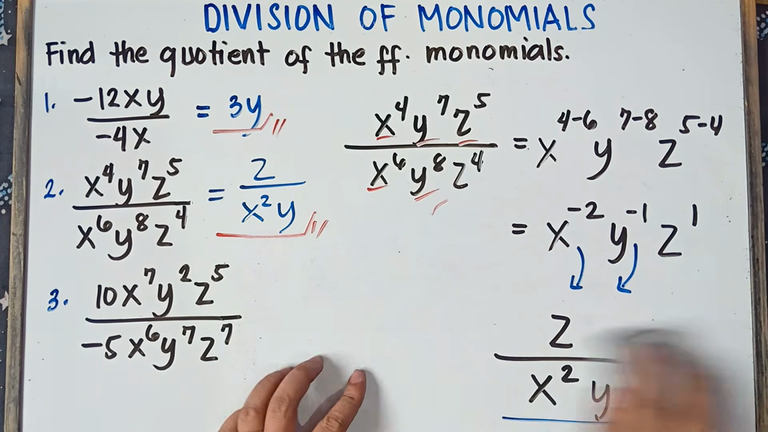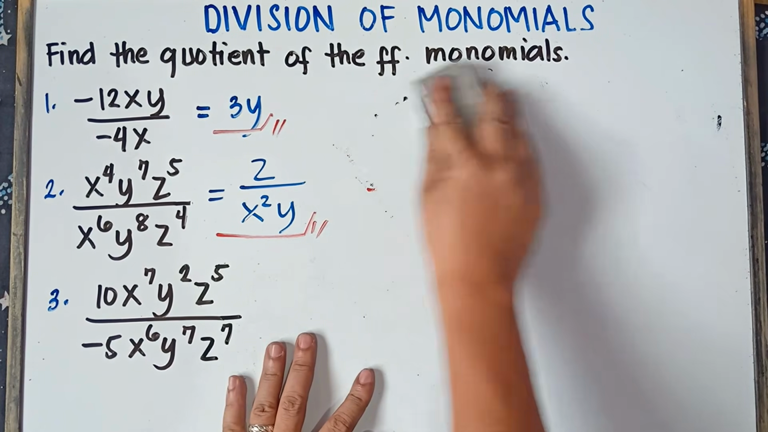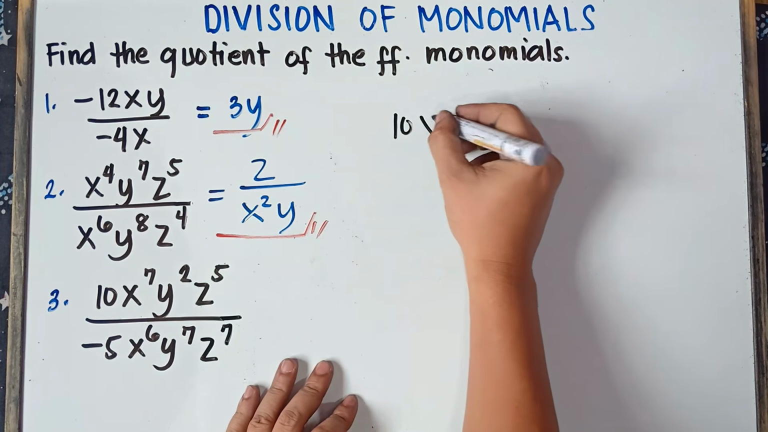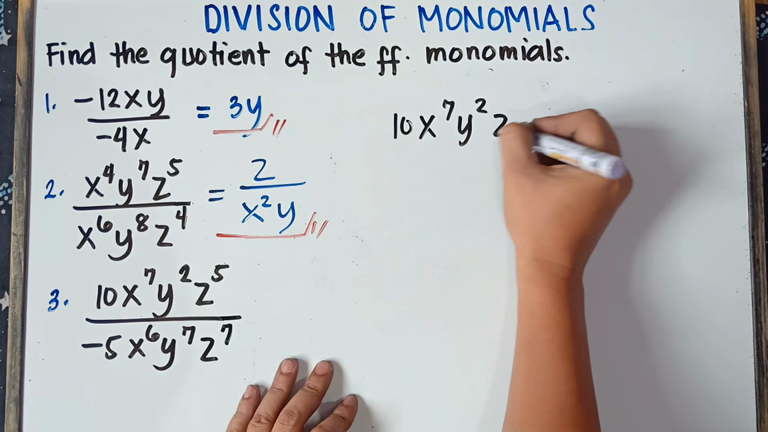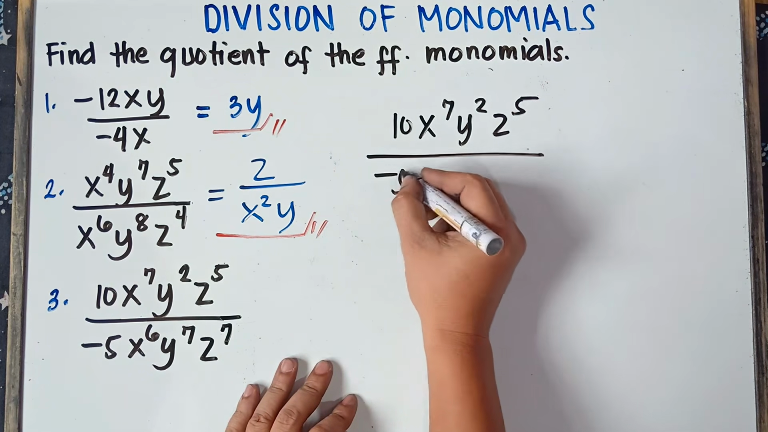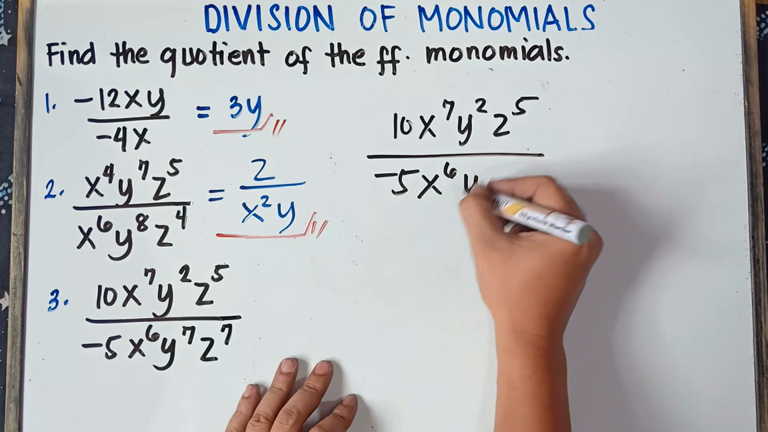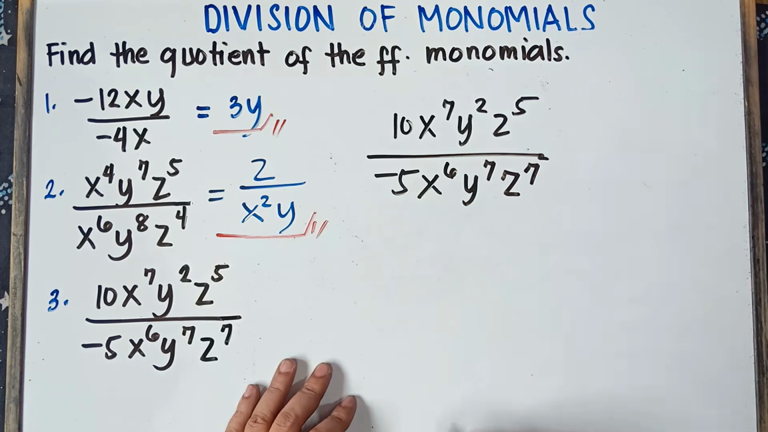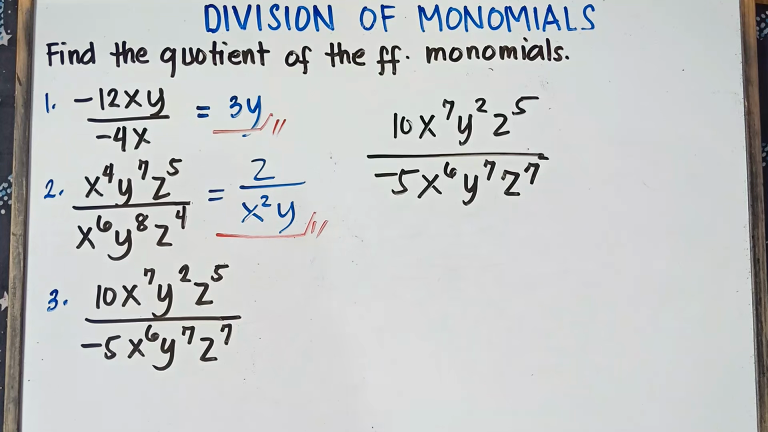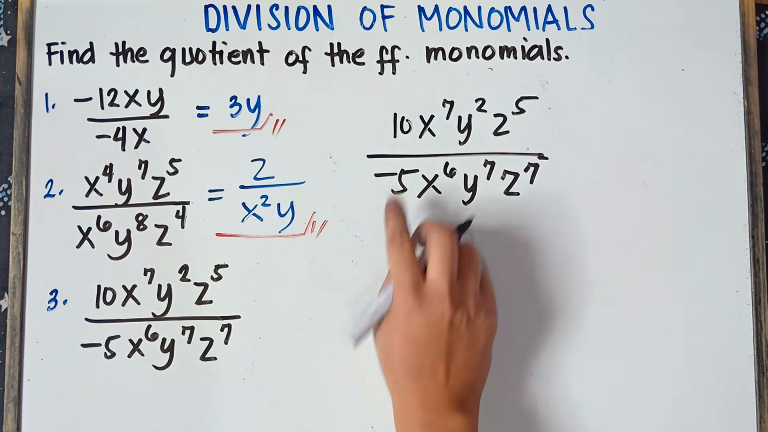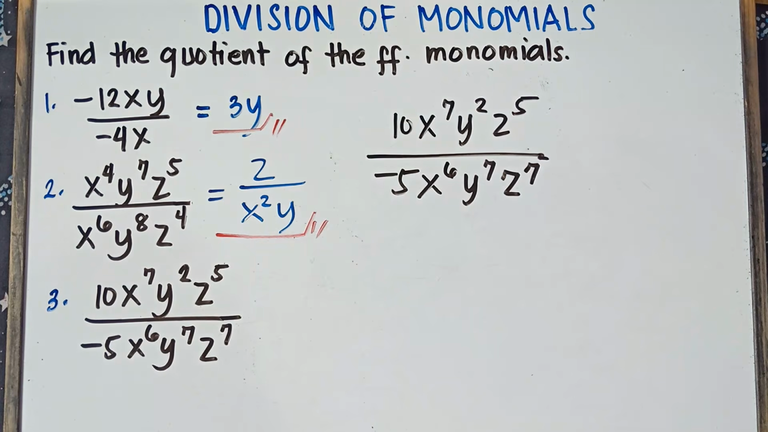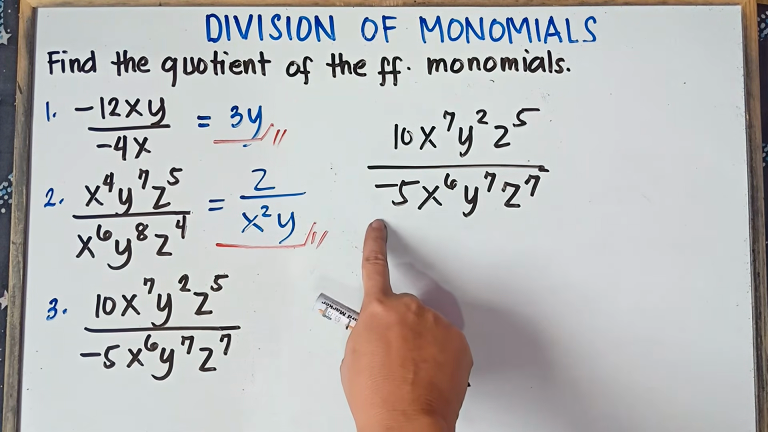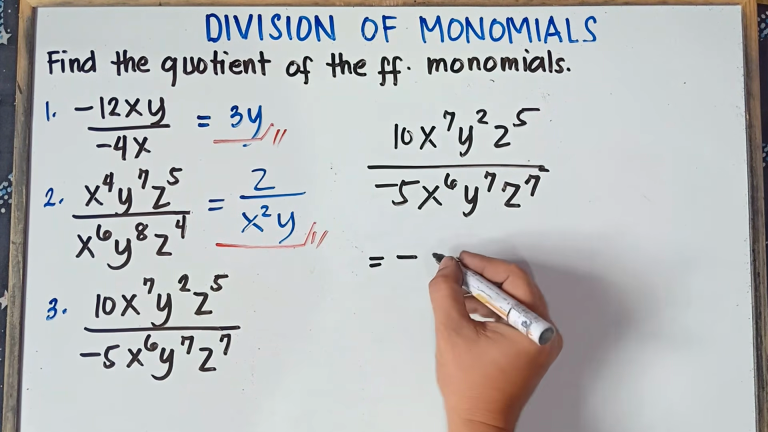Alright, so let's proceed now to example number 3. We have 10x raised to the power of 7, y squared, z raised to the power of 5 over negative 5, x raised to the power of 6, y raised to the power of 7, z raised to the power of 7. Alright, so divide the number first. So we have this one, 10 divided by negative 5. What's the answer, class? Positive divided by negative. Positive 10 divided by negative 5. The answer, class, that would be negative 2.